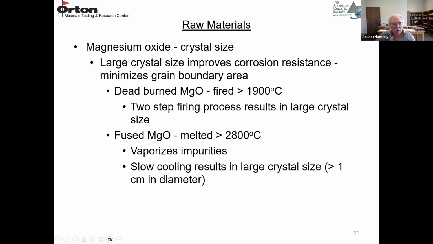resistance. So the dead burned MgO is dead burned at temperatures greater than 1900 degrees C. It's usually calcined first and then dead burned, but that multiple step process results in large crystals. And then the fused material, MgO, melts at about 2800 degrees C, so you have to melt it at a higher temperature. I mentioned that process vaporizes impurities. And then if you slow cool it, you can grow very large crystals, greater than 1 centimeter in diameter. So they're fairly large crystals.